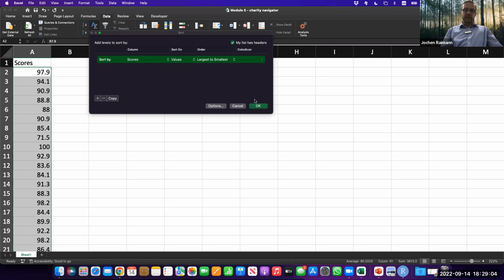Well, if you would have selected the whole thing from top to bottom, then you would need to select it. But you're right, good catch. I selected scores, that's why I need to click. My list has headers is telling Excel that there's a header, and it will exclude the first entry.